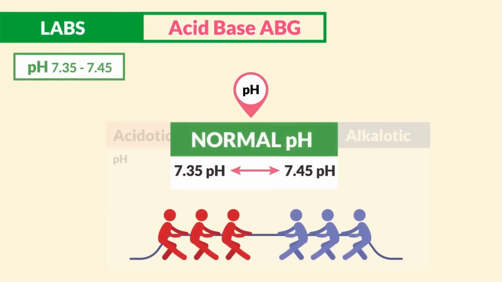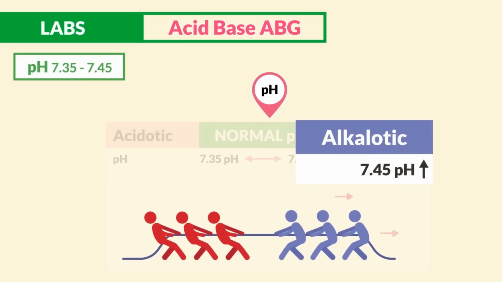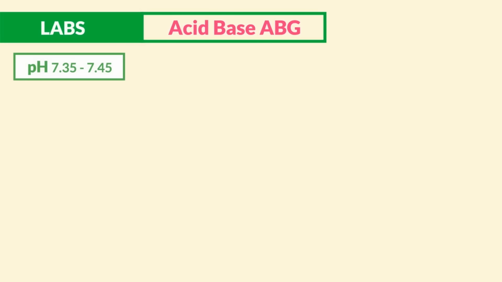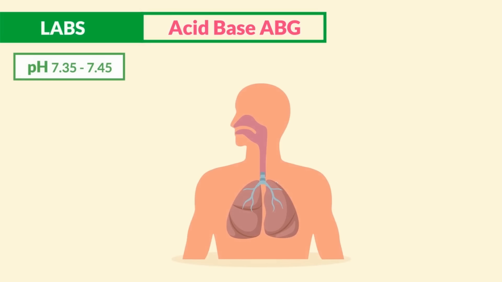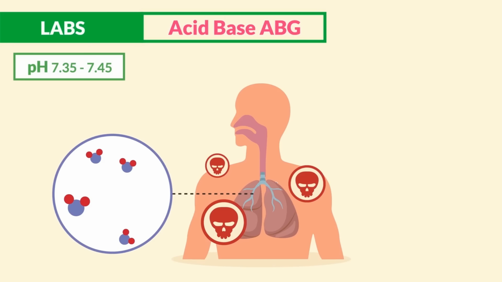Now for pH 7.35 to 7.45: anything less than 7.35 is acidic blood. This one is the most important here. Now over 7.45 is alkalotic or basic blood, which has a higher pH, which generally is not as important as acidosis, as acid can lead to respiratory failure.